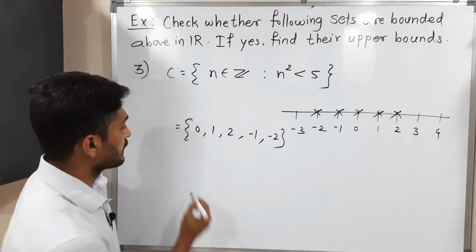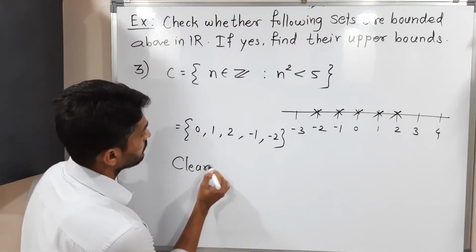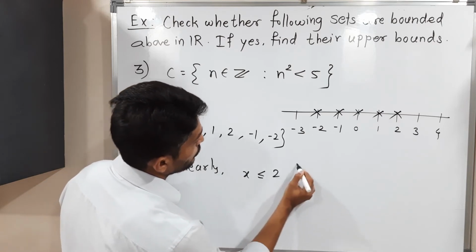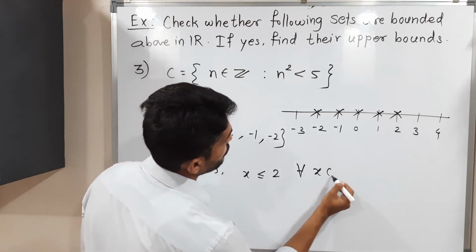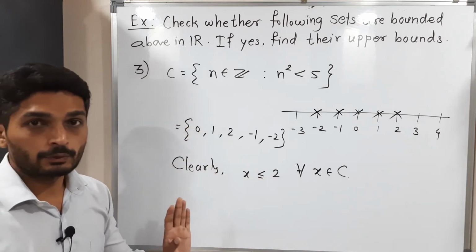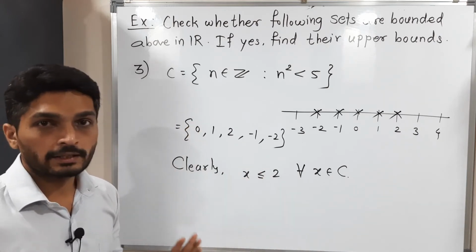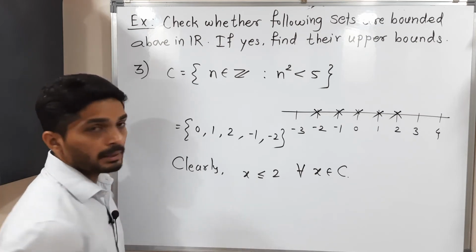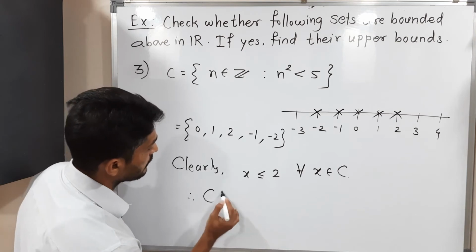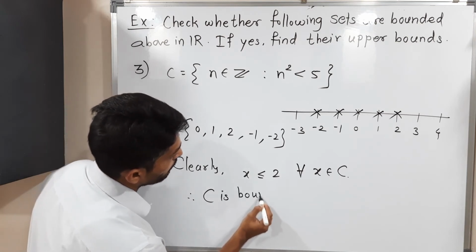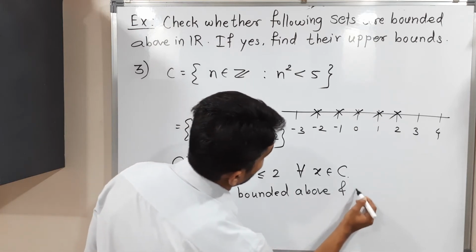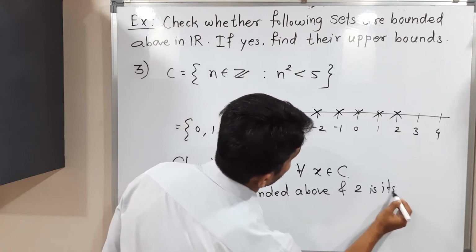Getting? So clearly x less than or equal to 2 for all x belongs to set C. All elements of this set are less than or equal to 2. Equality is also there, so we can write 2. So therefore 2 is an upper bound and the given set we can declare is a bounded set. So C is bounded above, and 2 is its upper bound.